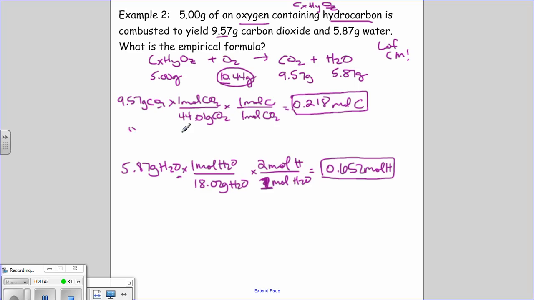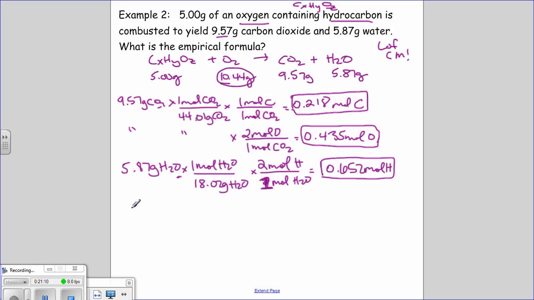So this is the same, but when I get here, I'm not going to look for carbon, I'm going to look for oxygen. So 1 mole of CO2 has 2 moles of oxygen in it. So I just took 9.57 divided by 44, and then I'm going to multiply by 2 to give me 0.435 moles of oxygen.